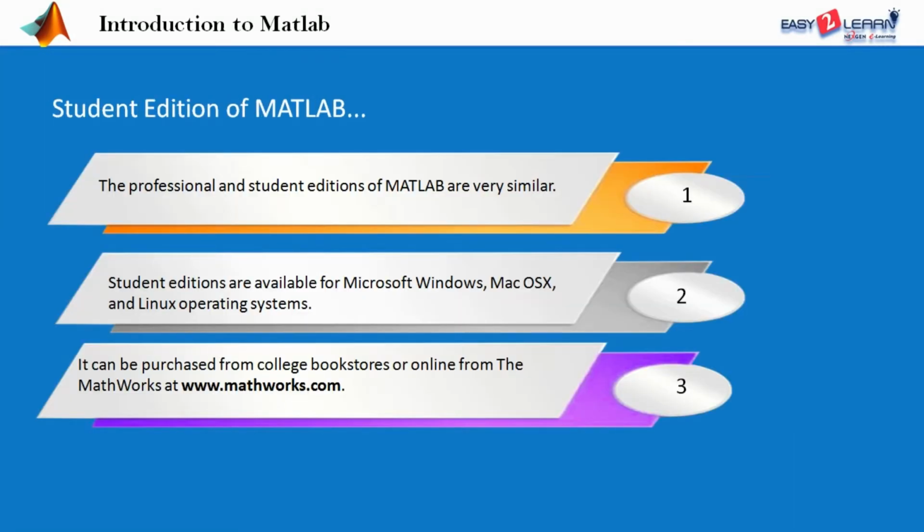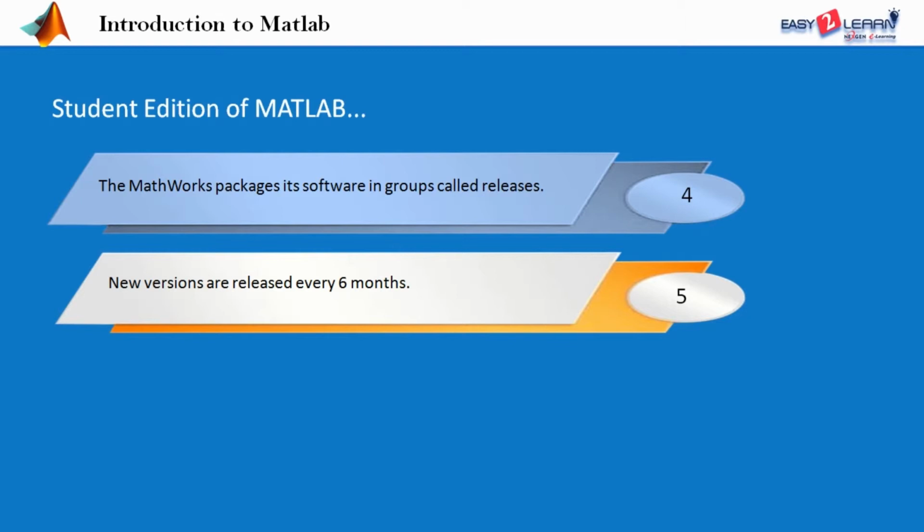Next is how to install the student edition of MATLAB. The professional and student editions of MATLAB are very similar. Student editions are available for Microsoft Windows, Mac operating system version 10, and Linux operating systems. It can be purchased from college bookstores or online from the MathWorks at www.mathworks.com.